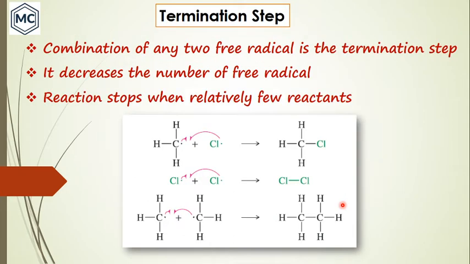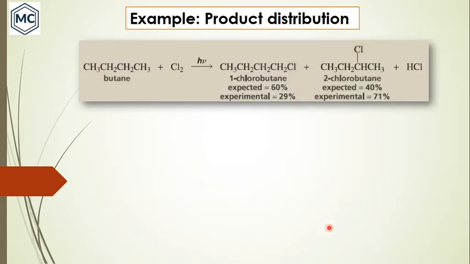So this propagation stops when termination occurs. Termination step means the combination of any 2 free radicals. It decreases the number of free radicals, and the reaction stops when relatively few reactants are there. And any 2 free radicals can recombine to give a neutral molecule. For example, methyl radical and chlorine radical can recombine to give this one. Chlorine radicals can recombine, and 2 methyl radicals can combine to give ethane. So this is the mechanism of free radical halogenation.